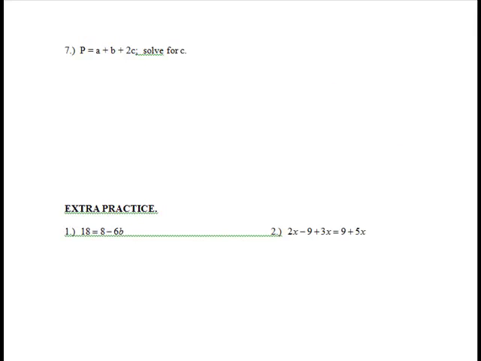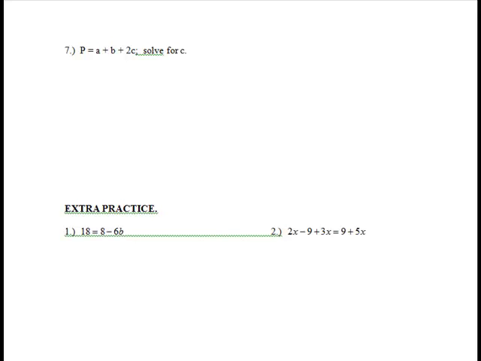Number 7, p is equal to a plus b plus 2c. Obviously we have more than one variable in this case, but it's still a linear equation. All the variables have an exponent of 1. The fact that p is by itself on one side of the equation, it's solved for p right now, and we're asked to solve for c. So we follow all the same steps, getting c by itself, simplify each side, which we cannot do.